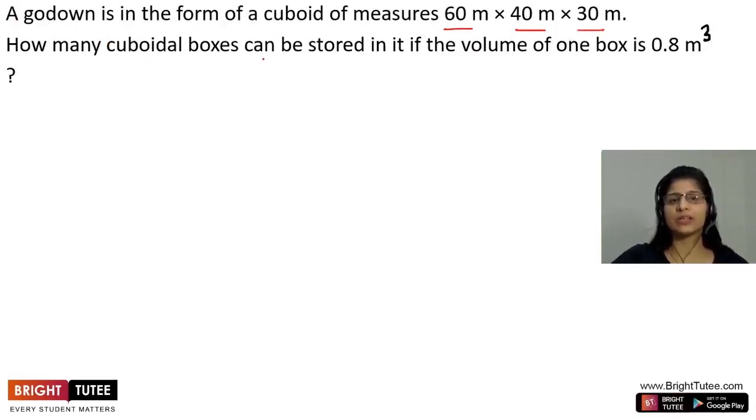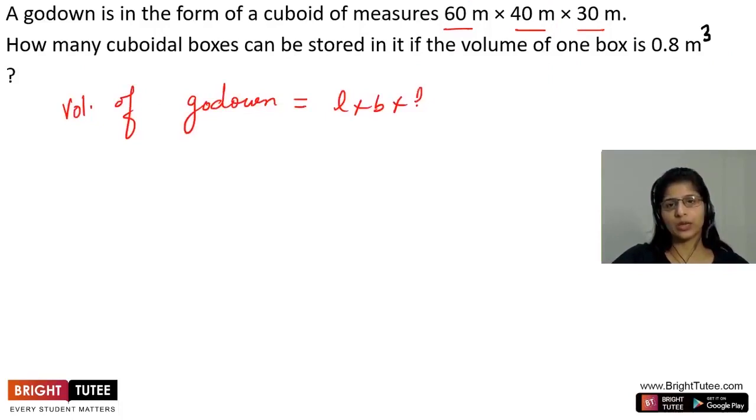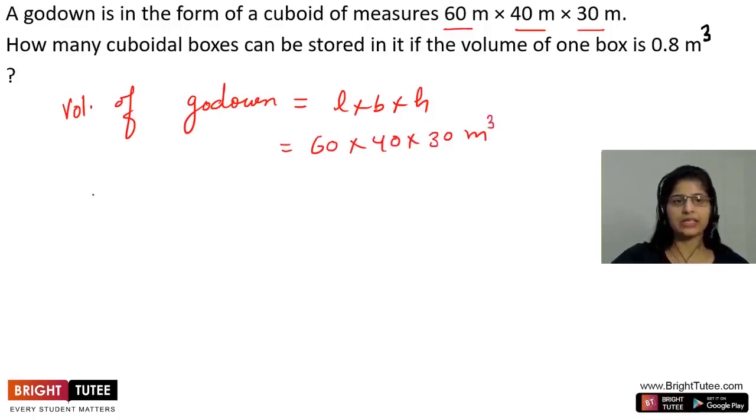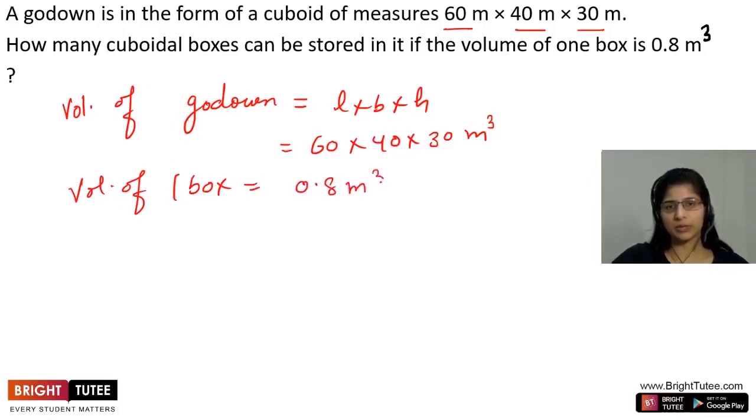How many cuboidal boxes can be stored in it if the volume of one box is 0.8? We know the volume of one box. Can we find the total volume of the godown? Yes. So the volume of the godown is length into breadth into height, that is 60 into 40 into 30 cubic meter, right? And the volume of one box is equal to 0.8 cubic meter.